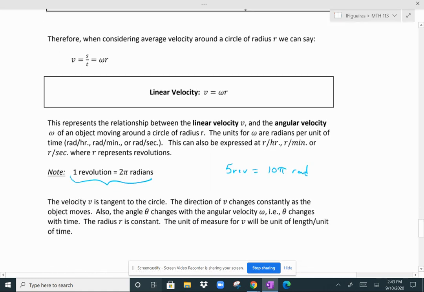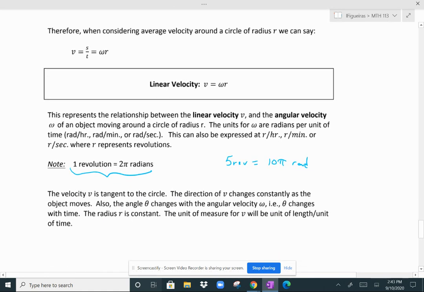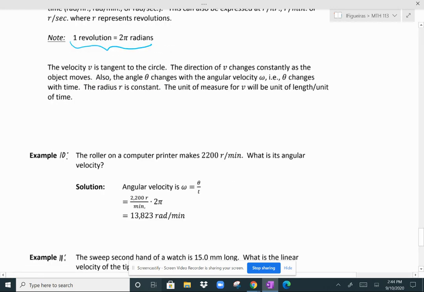All right, so the velocity v is tangent to the circle. Tangent means that the velocity just grazes or touches the circle at a point on the edge of the circle. And the direction of velocity changes constantly as the object moves. Also, the angle theta changes with the angular velocity, which we call omega, and theta changes with respect to time. All right, so let's do some examples of these.